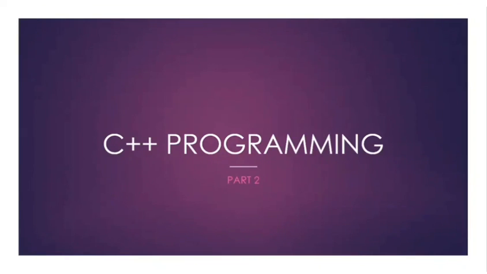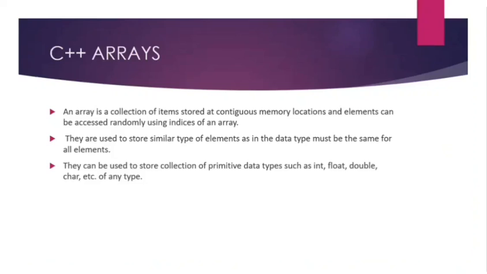Part 2 of C++ programming. In the last part we have seen the introduction to C++, its history and features, variables and data types. And then we have seen control structures, if else and switch, and three types of loop: for, while and do while. Today we are going to start with arrays.